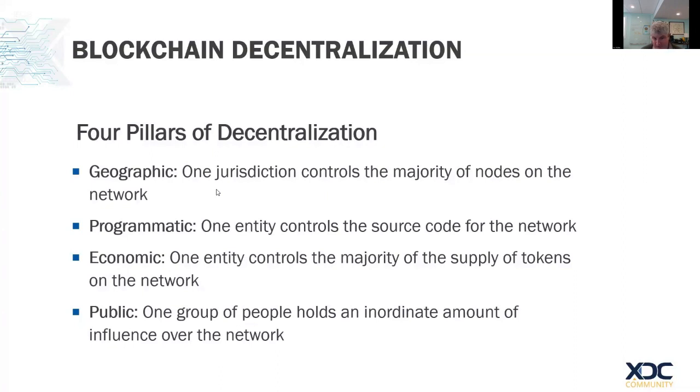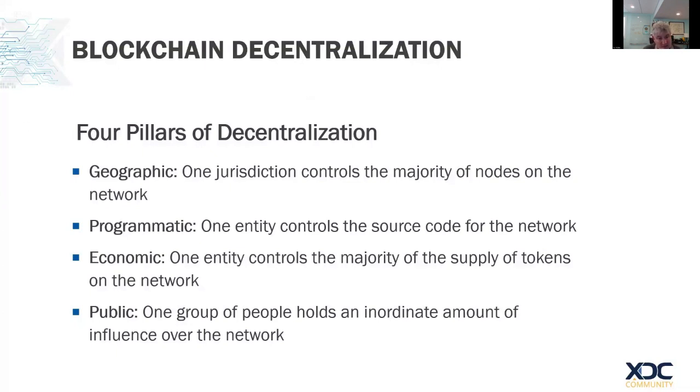Another type is economic, where one entity controls the majority of the supply of tokens on the network. Again, you're faced with a single point of failure, or unilateral decision-making on how funds get appropriated. This applies to networks where there was a big pre-mine, and I'll make an argument that some of these types of centralization are actually, I think, necessary early on in the development of a new blockchain. But that for the blockchain to be successful, it trends towards decentralization over time.